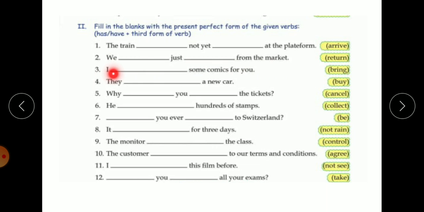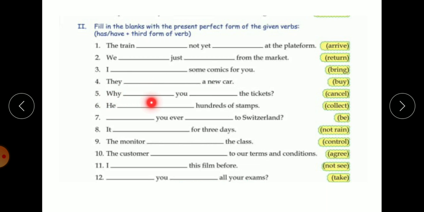I, with I we use have. And what is the third form of bring? Brought. So I have brought some comics for you. They, plural, so you'll be using have. They have, third form of buy is bought. They have bought a new car.